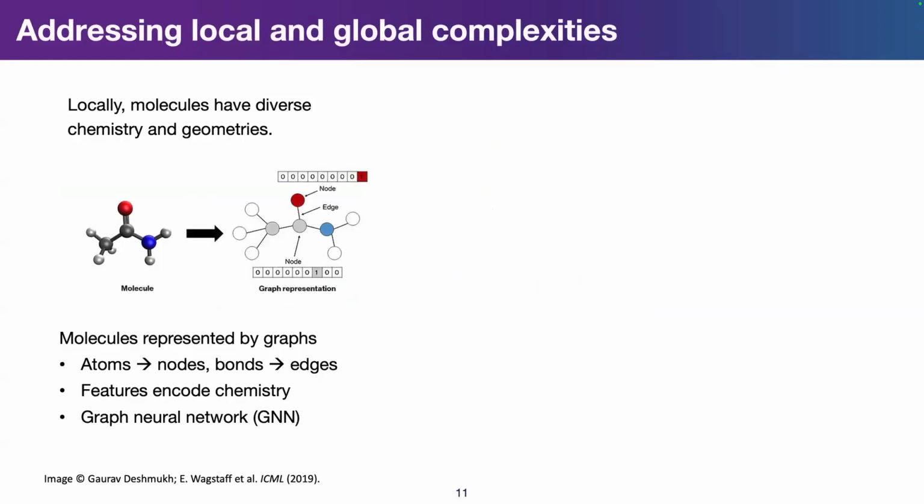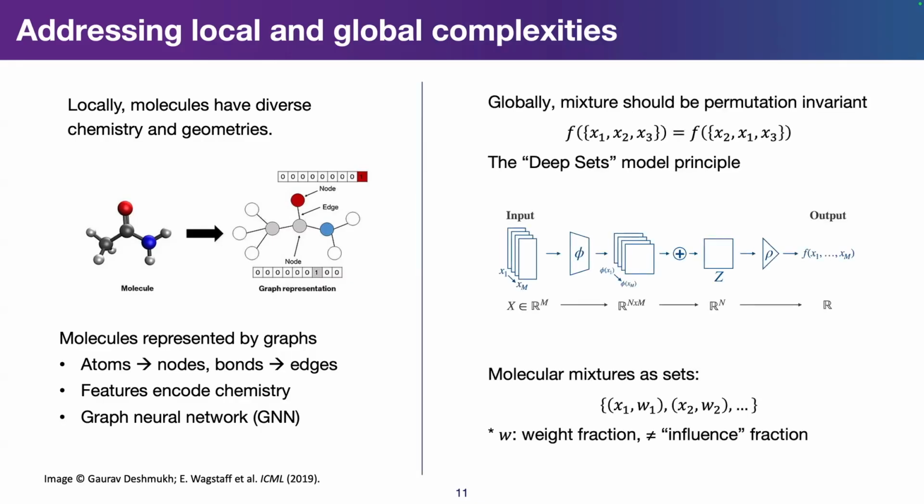Let's take a closer look at the complexities here. Locally, in this molecular mixture, each molecule has its own chemistry and geometry. To solve that, we could still use the graph representation by viewing each atom as a node and each bond as an edge in a molecule. And we use features to encode the chemistry. There's a powerful type of machine learning model called graph neural network, or GNN, that could work well on graphs. But there's another level. Globally, the key feature of a mixture is that it's permutation invariant. This means that 1, 2, 3 should be exactly the same thing as 2, 1, 3, and this should be recognized by the model.